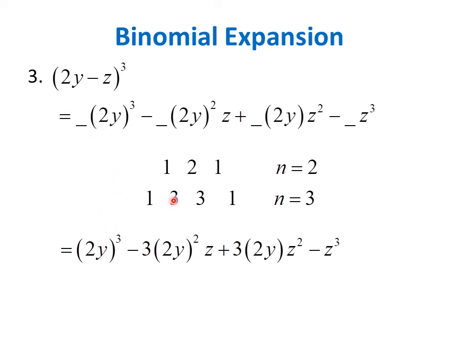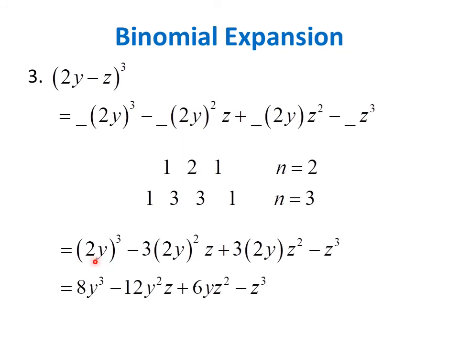Okay, so 3 times this expression, so we have a 3. 3 times that expression, so we have this one. The leading coefficient is 3. And 1 times z cubed is z cubed. Obviously, we can still simplify the terms in this expansion.